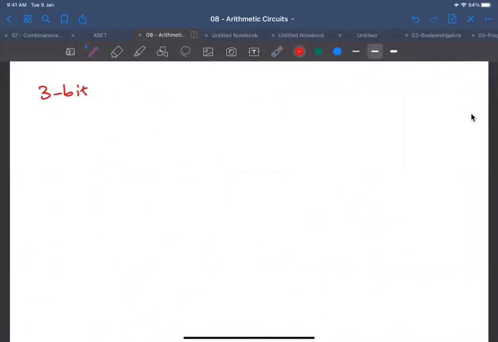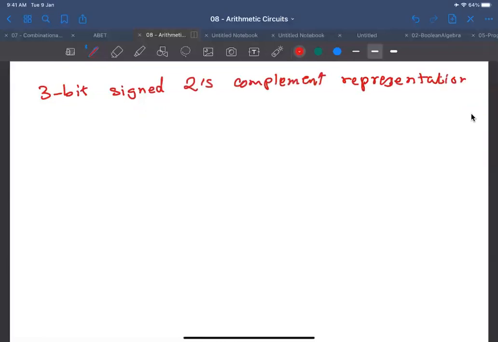So let us assume that we have 3-bit signed representation, 2's complement representation. And I would like to know the range of the numbers. We have talked about the ranges for the sign and magnitude as well as the 1's complement, but we haven't talked about the range for 2's complement. So the range here, let's just enumerate the numbers first and then talk about the range.